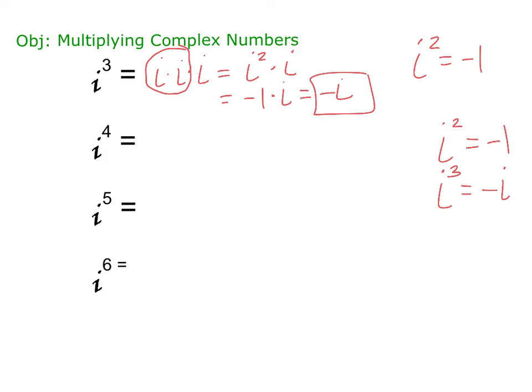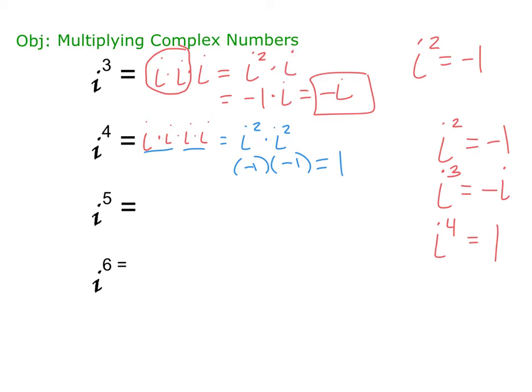All right, so I want you to pause the video and see if you can figure out these other three. All right, i to the fourth. There's 4 of them, right? So i times i times i times i. How do you think we should group this? I'm going to group 2 and 2, because i squared times i squared. i squared we know is negative 1, times negative 1. What's negative 1 times negative 1? 1. So that means i to the fourth is 1.